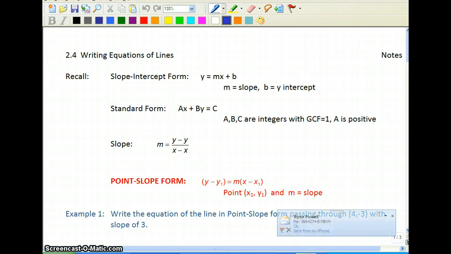2.4, writing equations of lines. This will be one of the more difficult sections in this chapter, so you want to take good notes and make sure you really understand, so come to class with lots of questions.